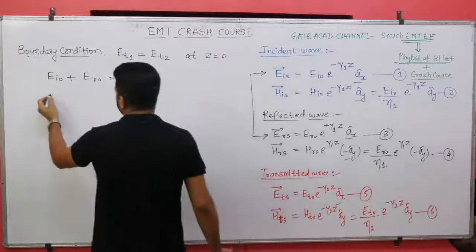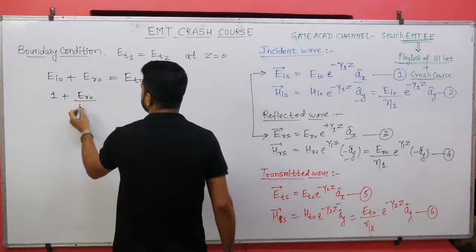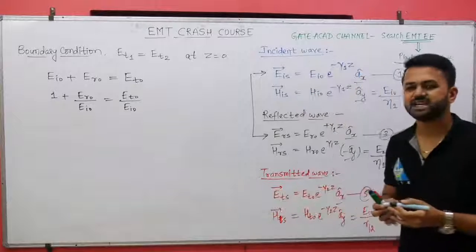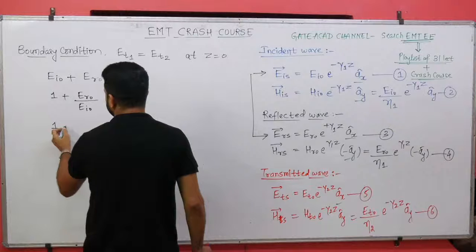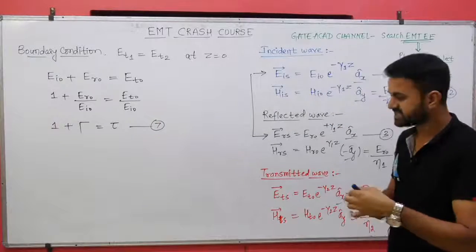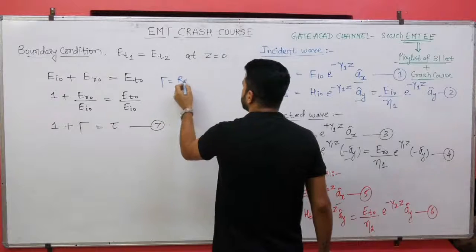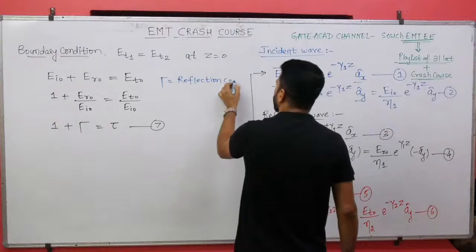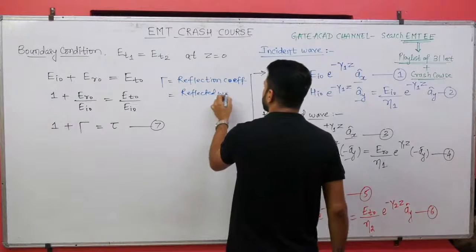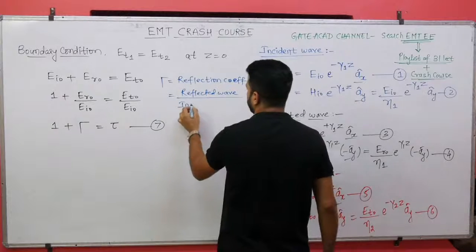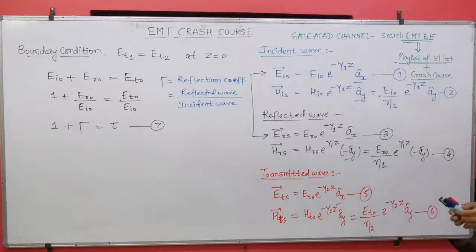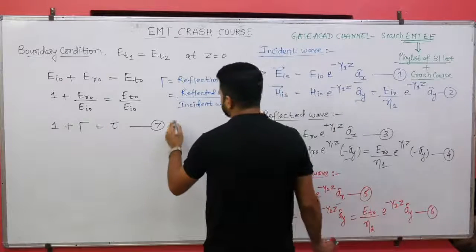So this is ET0. Now if I divide by EI0, we get ER0 divided by EI0 equal to ET0 divided by EI0, and ER0 divided by EI0 is called the reflection coefficient. This is known as the reflection coefficient and this is known as the transmission coefficient. So put it as equation number 7. Gamma is known as the reflection coefficient, and it is nothing but the ratio of reflected wave divided by incident wave.